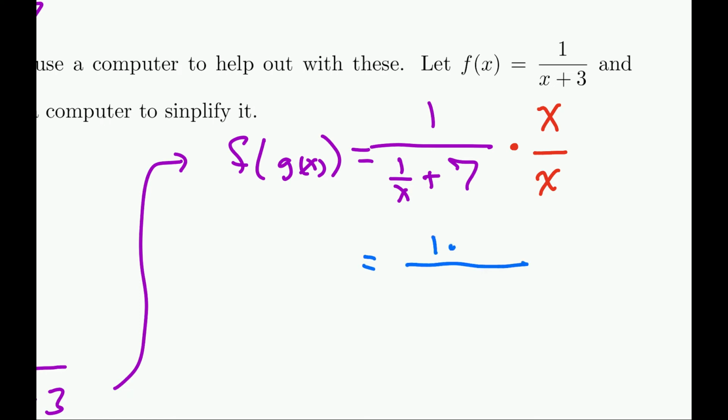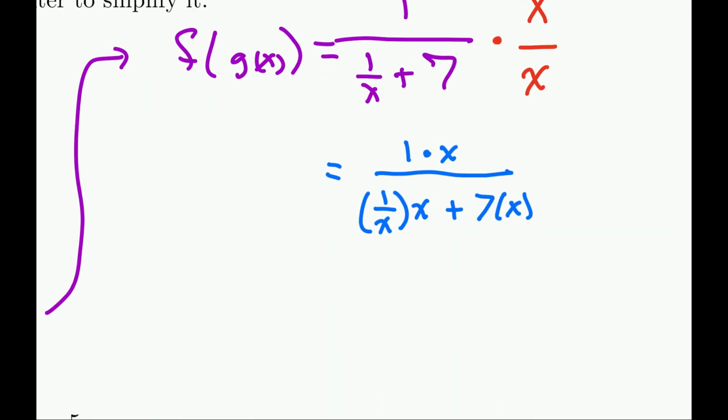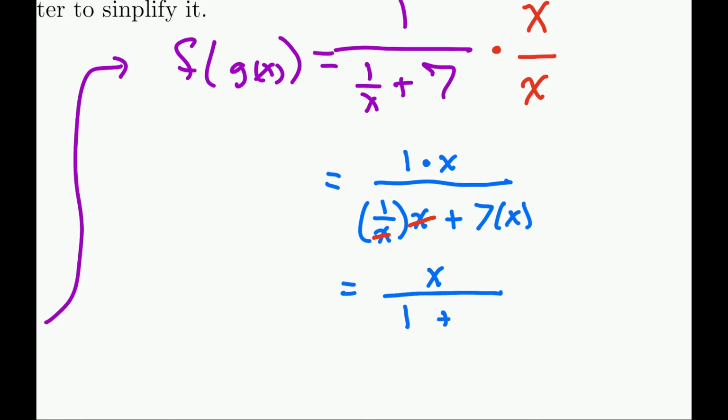well, on top, you get 1 times x. And on the bottom, you get 1 over x times x plus 7 times x. And then you can do a little bit of canceling here, very little, but that x can cancel with that x. And what you've got then is on top, 1 times x is x. On the bottom, you've got 1, and then you've got plus 7 times x, which is 7x. So that's how they simplified it.